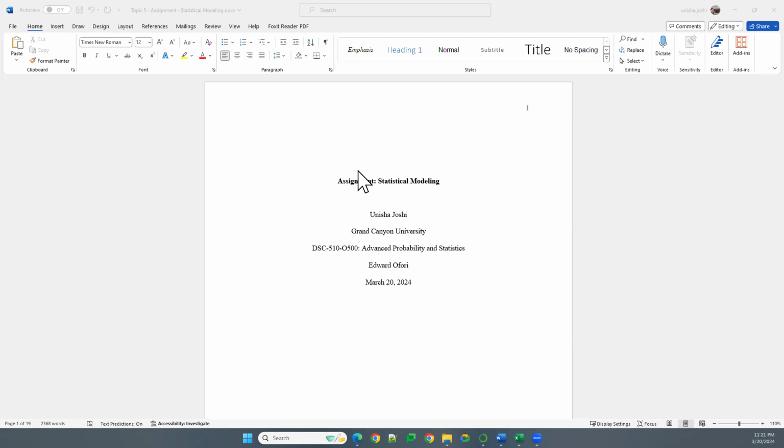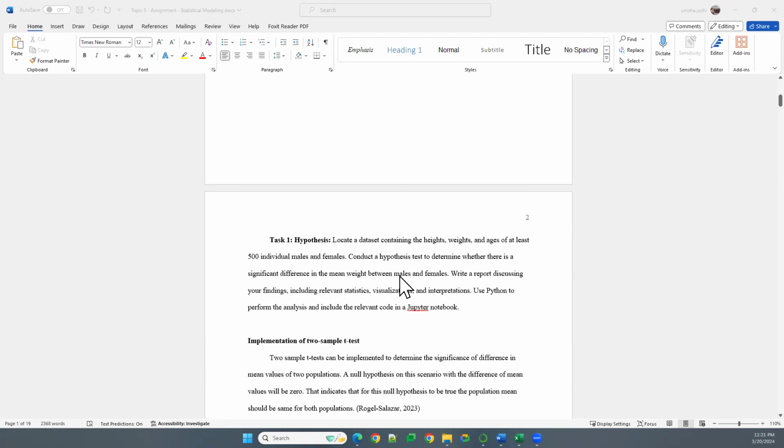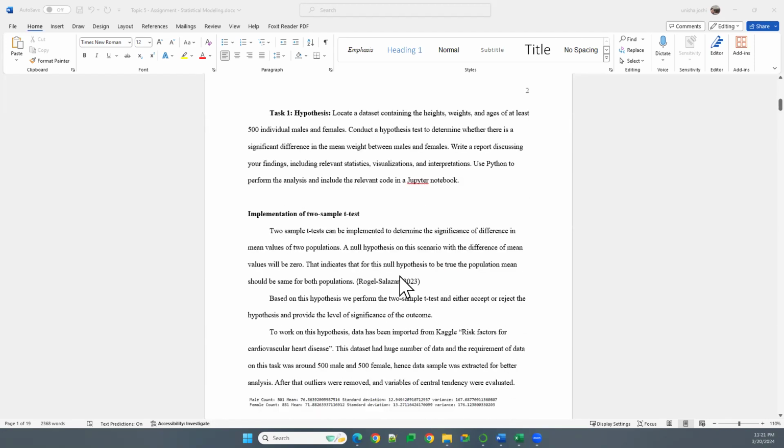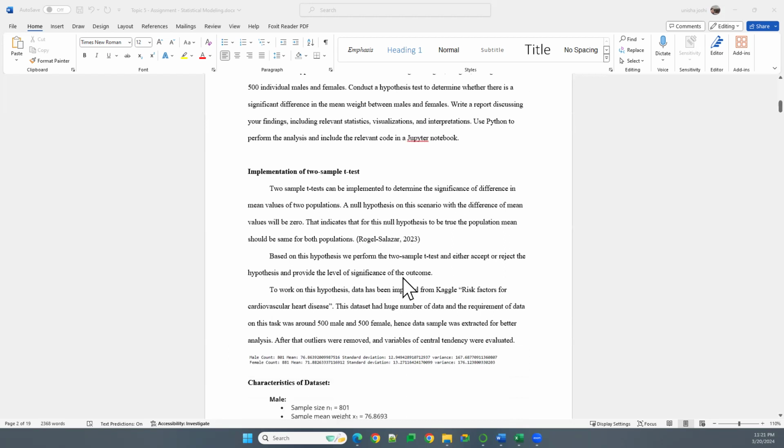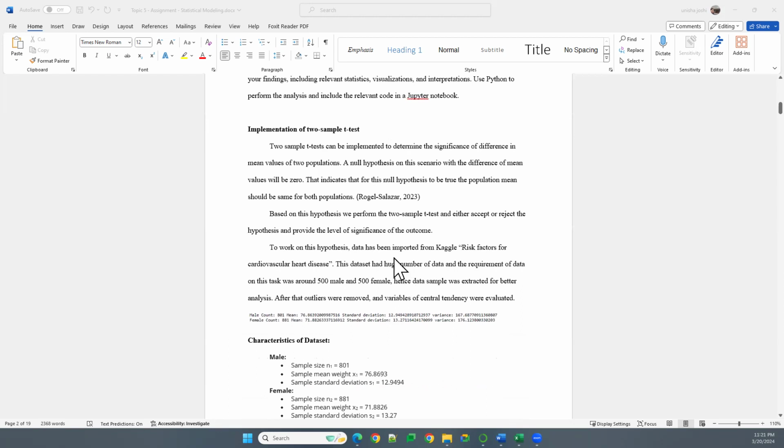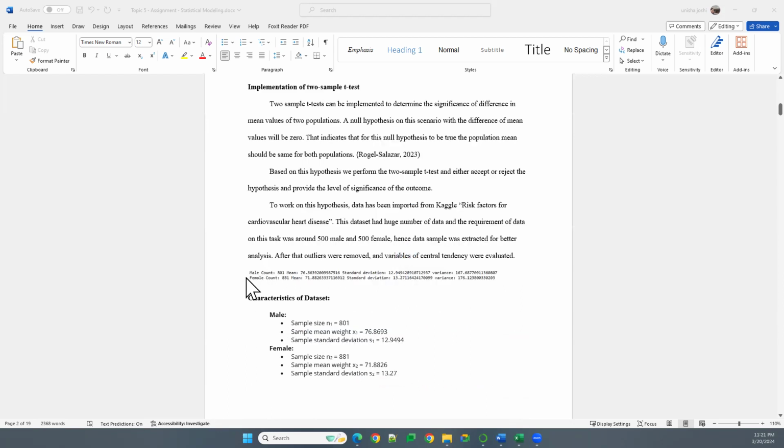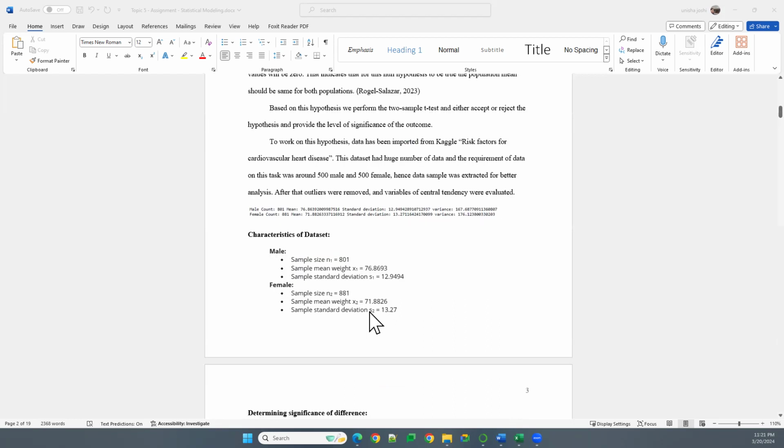It's topic 5. For this assignment, starting with task 1 related to hypothesis testing, firstly, I got one data set from Kaggle, which was pretty large. So I sampled it to include only 1,000 females and 1,000 males, so that even after the removal of outliers, I'll get enough data as required for this task. After the outlier removal, we can see that I have 801 males and 801 females in this data set.